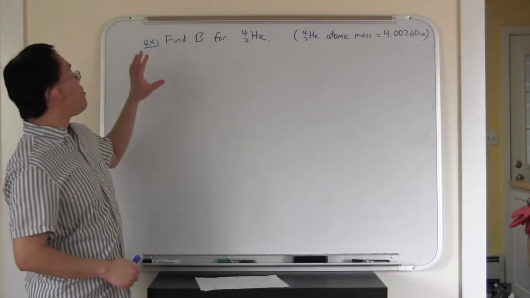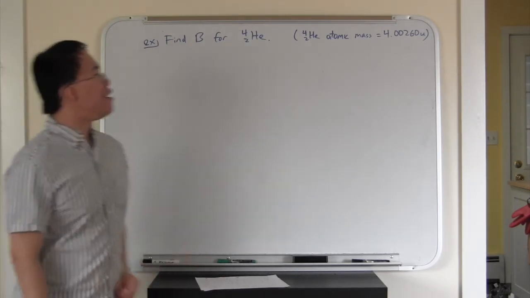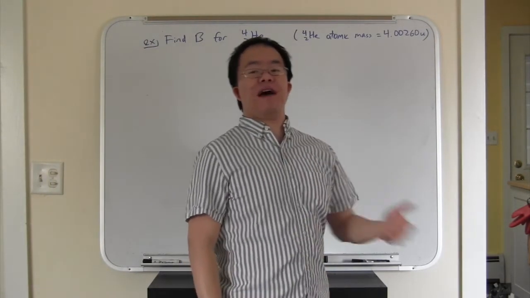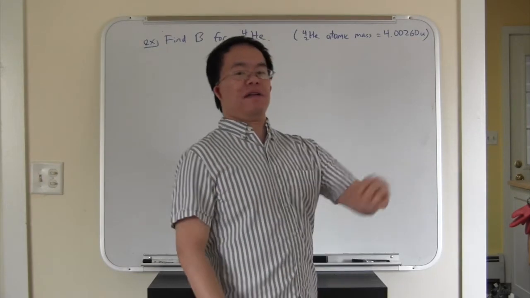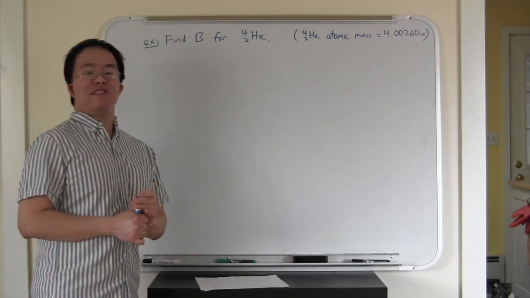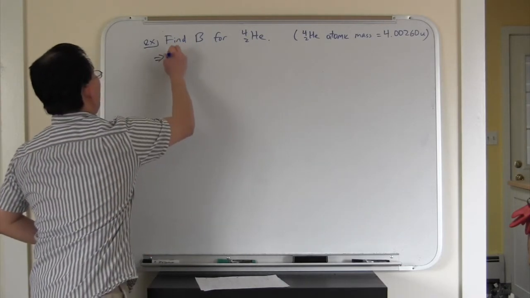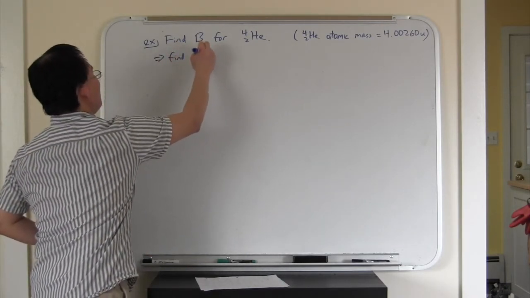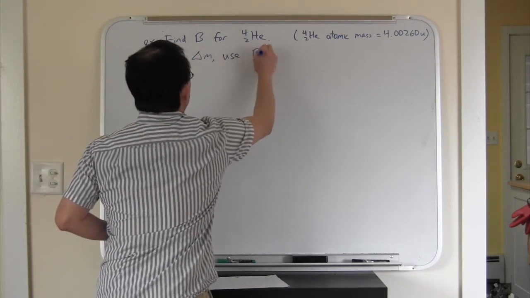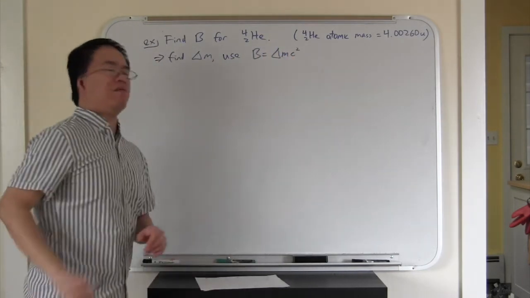So let's consider trying to find the binding energy for helium-4. It's given that helium-4 has an atomic mass of just over 4 unified mass units, so that's something you could look up in a table or on a periodic table. Our strategy to find the binding energy is to find that mass deficit, and then use the binding energy being equal to delta m c squared.